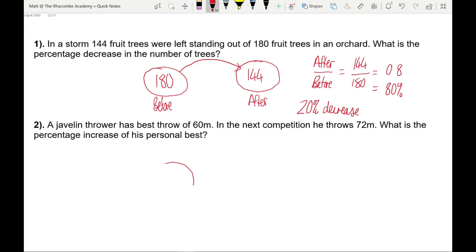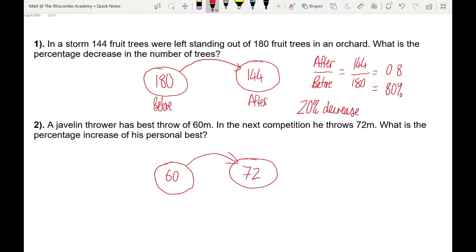Second one, again, before, after, going to work out my multiplier. So this time, his original throw was 60, and in the next competition, the after, he threw 72. So after divided by before this time has got the bigger number on top, because this is something that's got bigger. If I do 72 divided by 60, I get 1.2, which remember is the decimal equivalent of 120%. And that means that it's a 20% increase.